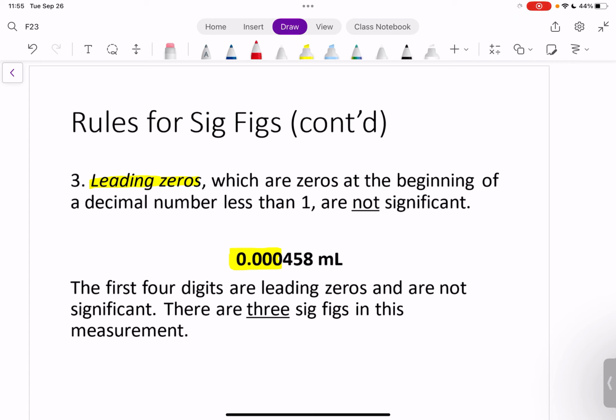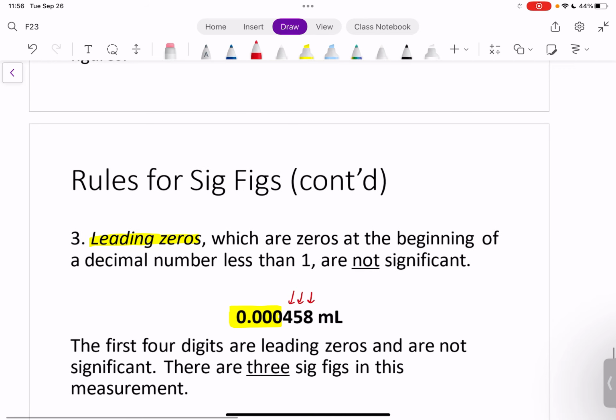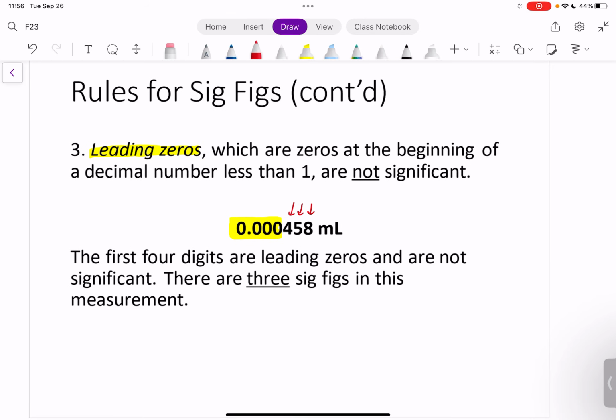So if we're looking at this number here, how many Sig Figs do we think it has? And there's an answer there for you, but yeah, there's 3 Sig Figs here, right? Because these are all non-zero digits. So we said in rule number 1, those are all significant. And we said leading zeros, these here, are not significant. Okay, so this has 3 Sig Figs.